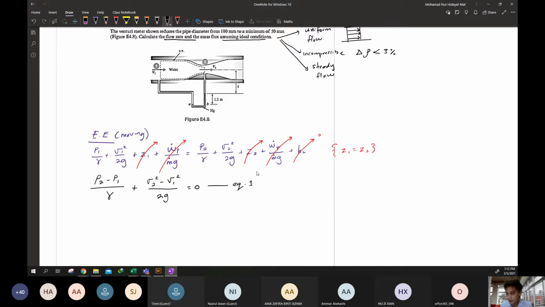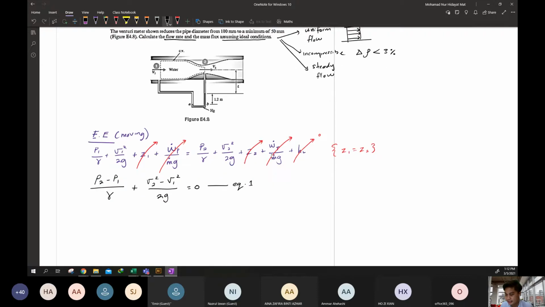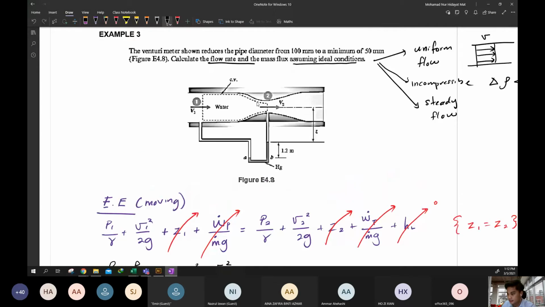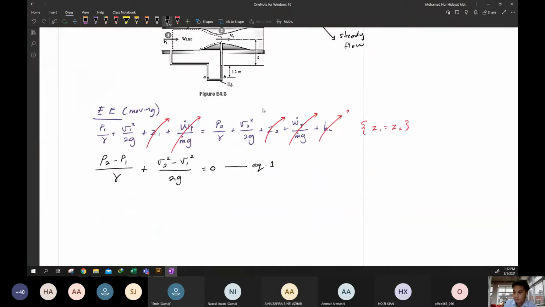Next, we have 1, 2, 3, 4 unknowns. So how do we get another equation? Where is it coming from? Anyone know? First, we have the energy equation for the horizontal section. Can you see the bottom part? We have a manometer reading. So we should have another equation from the manometer. Good, manometer.